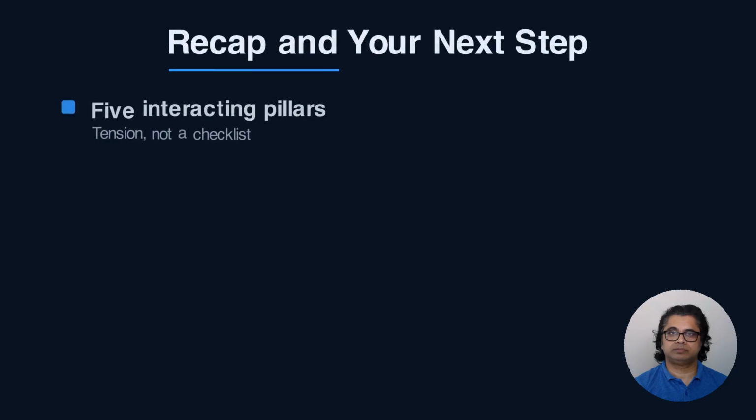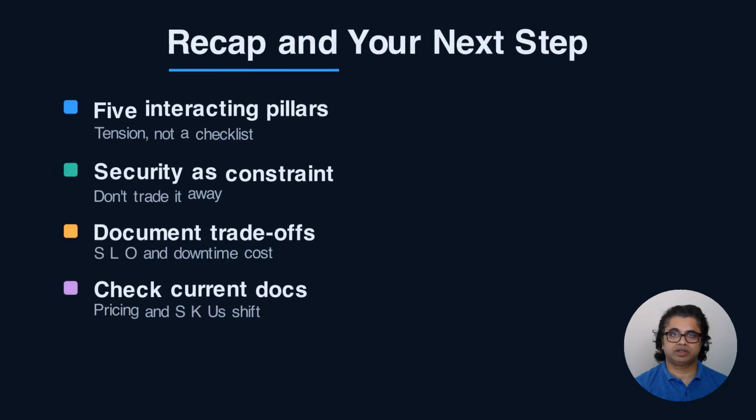To recap, 5 pillars: reliability, security, cost optimization, operational excellence, and performance efficiency, and they trade off against each other. Reliability fights cost through redundancy, performance fights cost through headroom, security is your hard floor, and operational excellence lowers the price of everything. Your one concrete next step: open the well-architected review tool in the Azure portal and score one real workload this week. Then write down your availability target and downtime cost so your trade-offs are explicit. And because Azure pricing, SKUs, and recommendations change often, check the current Azure documentation before you commit to specific numbers.